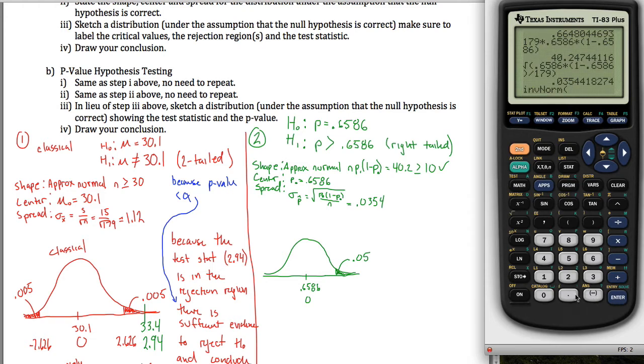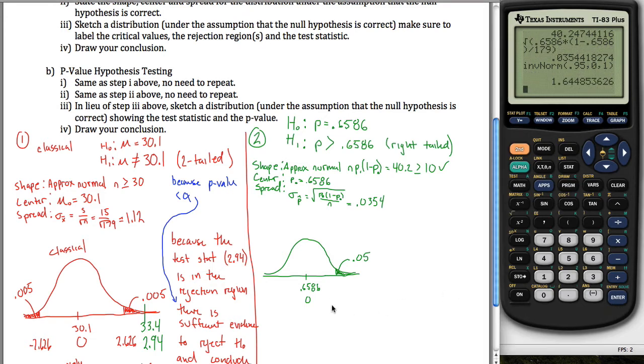Use inverse norm, tell it the area below that point, which is 0.95. You don't have to put in comma 0, comma 1, but I'll do it to emphasize that we're getting a z-score here. Or you have this number memorized. However you do it, it's fine. You get this critical value of 1.645. So that lines up right there. Now what we've got to do is find our test statistic, and if our test statistic is in the rejection region, we reject the null hypothesis.